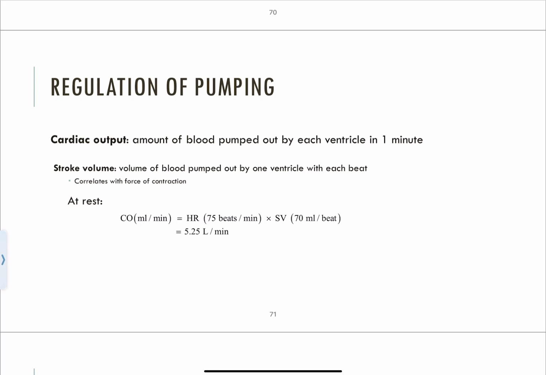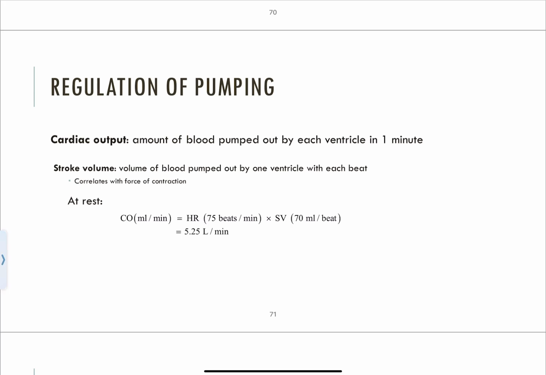When we talk about stroke volume, that is how much, so the volume of blood pumped out by one ventricle with each beat. And the stroke volume correlates with the force of contraction. So the stronger the force of contraction, the higher the stroke volume. So the stronger we can contract it, the more we can push out, so it would increase our stroke volume.